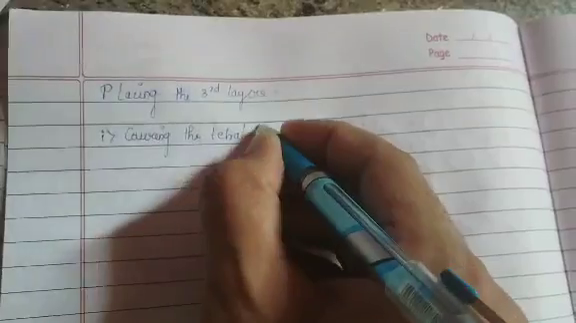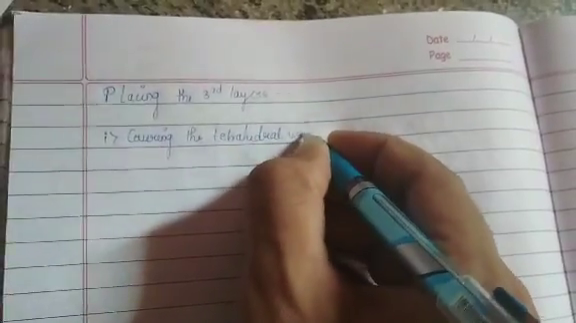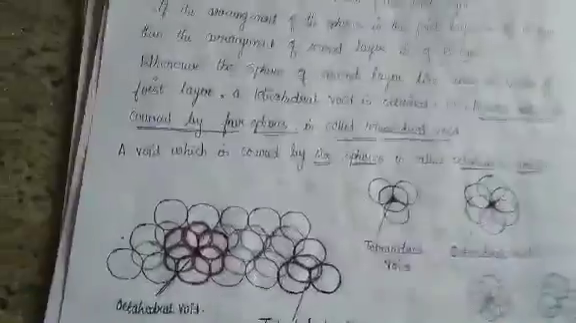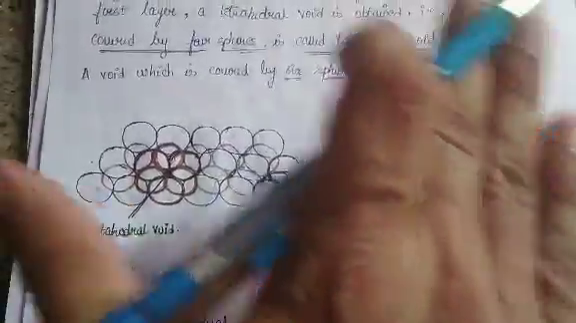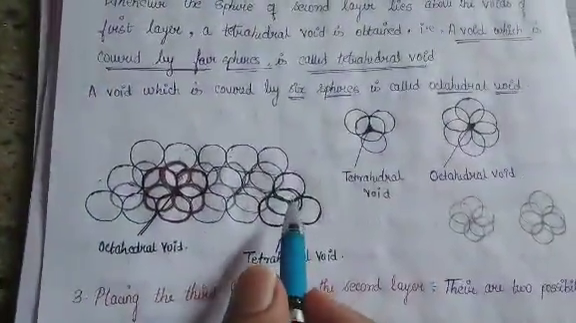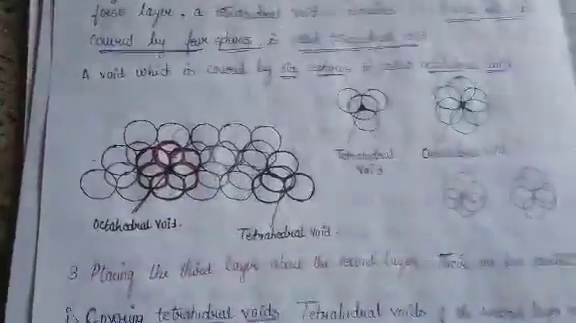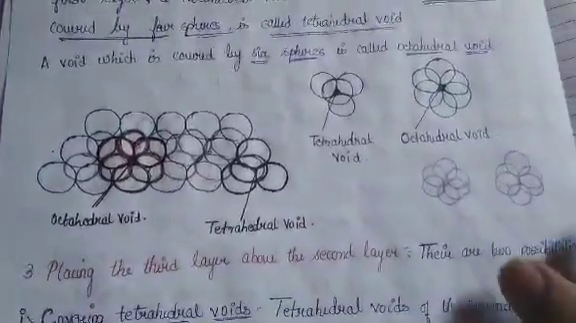Covering the tetrahedral voids. That is the empty space which has been generated when four spheres are accumulating. If I take an example over here, in the diagram we have seen that this is your tetrahedral void. Now when you place a third layer in order to cover this tetrahedral void, what would be the pattern of your solids? Remember guys, whenever you are covering the tetrahedral void, what happens?